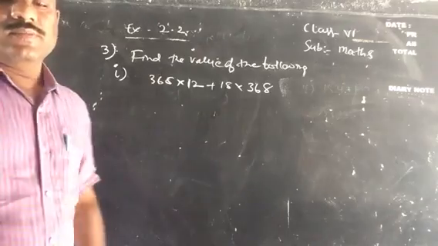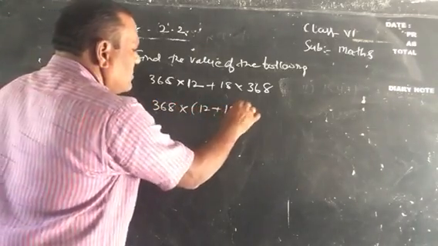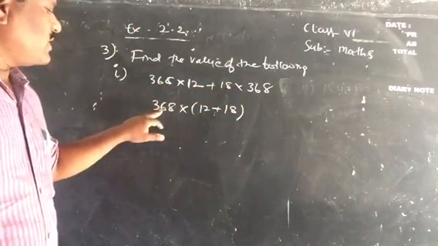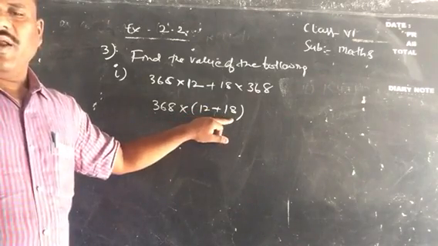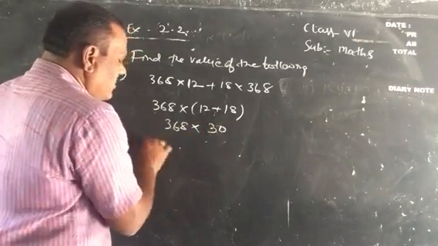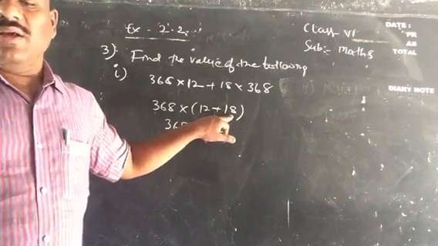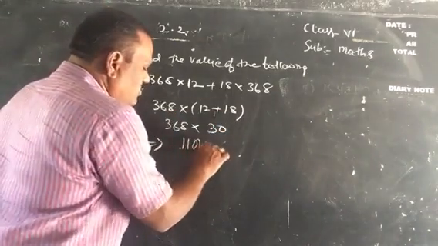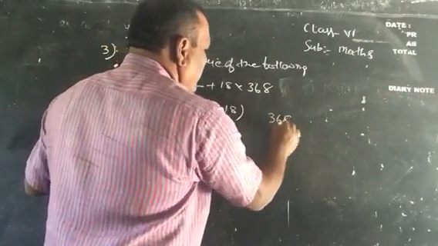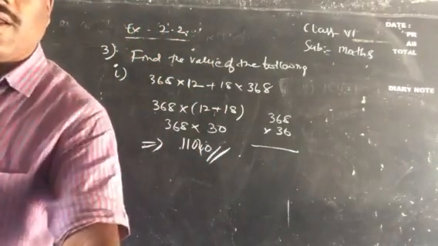Children, it is very clear, isn't it? 368 is common, into 12 plus 18. You can take 368 common here. 368 into 12 plus 18. So 368 into how much? 12 plus 18, how much? 30. So 11040 is the answer. If you multiply 368 into 30, you will get 11040. Okay.